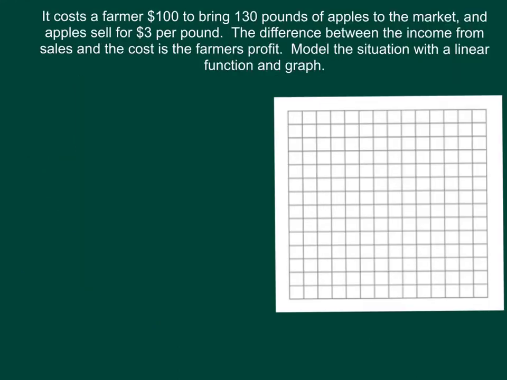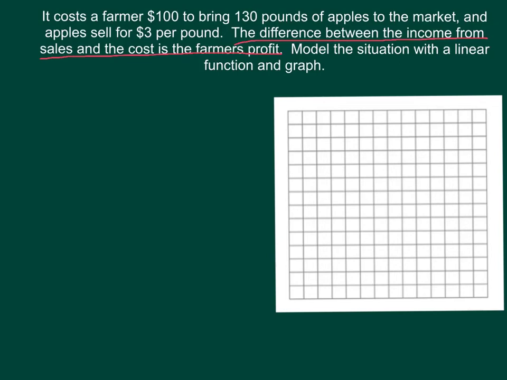Alright, here's our last example. It costs a farmer $100 to bring 130 pounds of apples to the market. And apples sell for $3 per pound. The difference between the income from the sales and the cost is the farmer's profit. Model the situation with a linear function and graph.